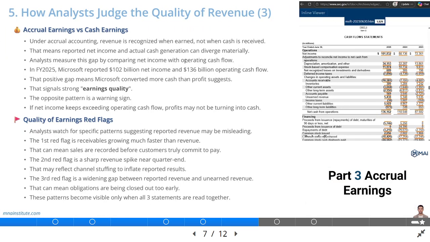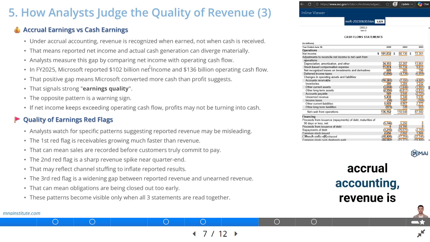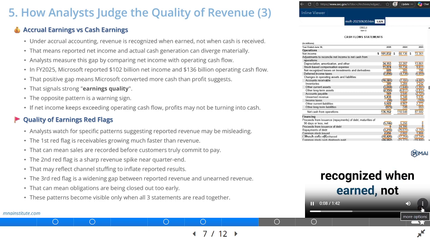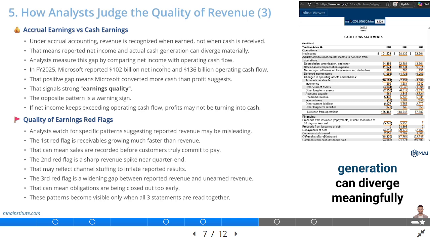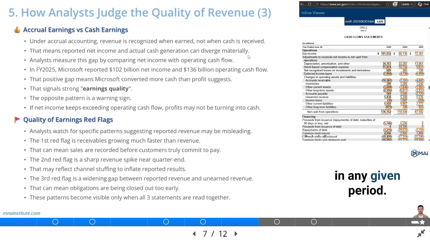Part 3. Accrual earnings versus cash earnings. Under accrual accounting, revenue is recognized when earned, not when cash is received. This means reported net income and actual cash generation can diverge meaningfully in any given period. Analysts measure this gap by comparing net income directly to operating cash flow. In fiscal year 2025, Microsoft reported net income of $102 billion and operating cash flow of $136 billion. The gap here is positive, meaning Microsoft converted more cash than its reported profit suggests, which signals strong earnings quality.